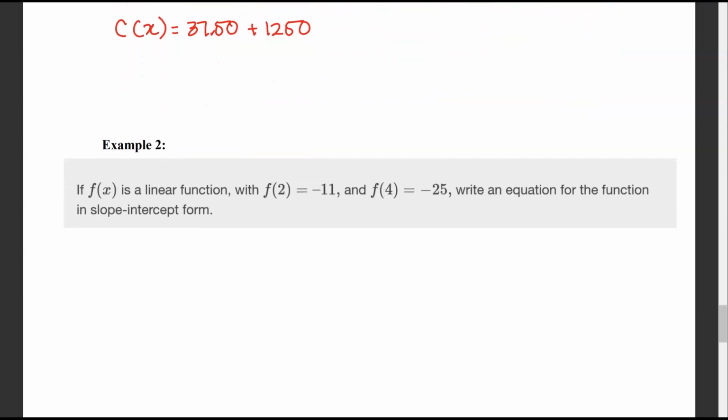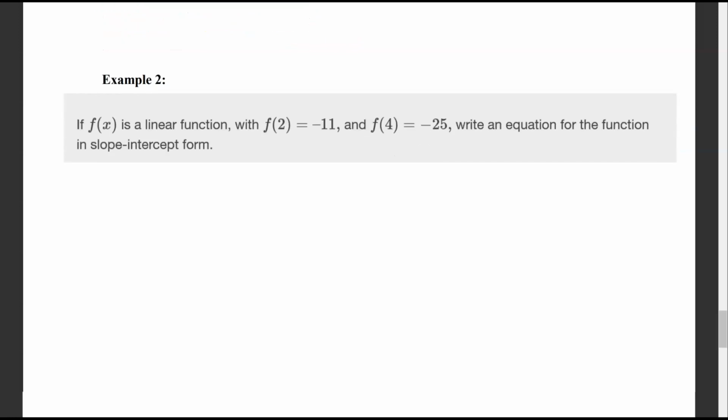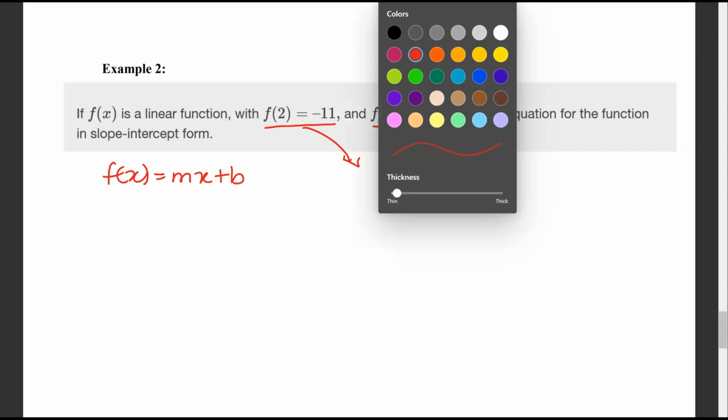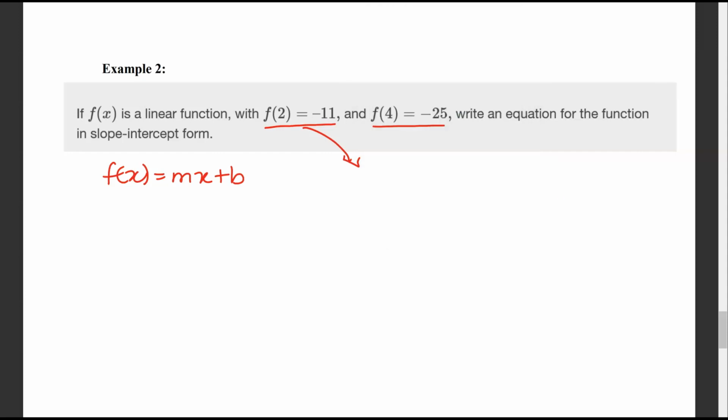Let's look at another example. f of x is a linear function with f of 2 equaling negative 11, f of 4 equaling negative 25. Write an equation for the function in slope-intercept form. Remember that slope-intercept form is just f of x equals mx plus b. So we need to be able to translate this out of function notation. Out of function notation, this is going to look like x is 2, y is negative 11. And this is going to translate to (4, negative 25).